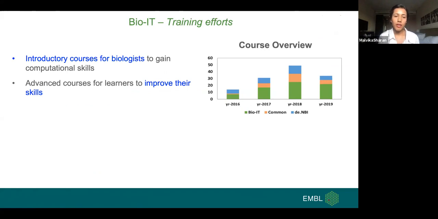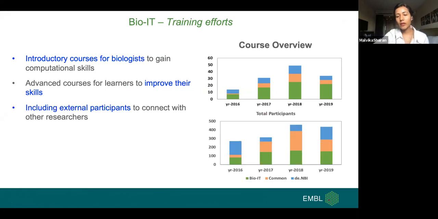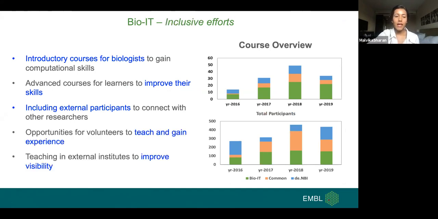We provide introductory to advanced skill courses. What you're looking at in the bar chart here, the green one is what we offer within EMBL for the EMBL employees. The orange ones are the courses which are open for everyone, and the blue ones are offered by Elixir alone. Over the period, I joined in 2016. That's when I started to work on this idea, and we started to expand it to a point where it just makes sense that there is nothing that we need to have specifically for EMBL. And we also try to involve our volunteers in teaching and gaining experience and improving their visibility externally and internally.